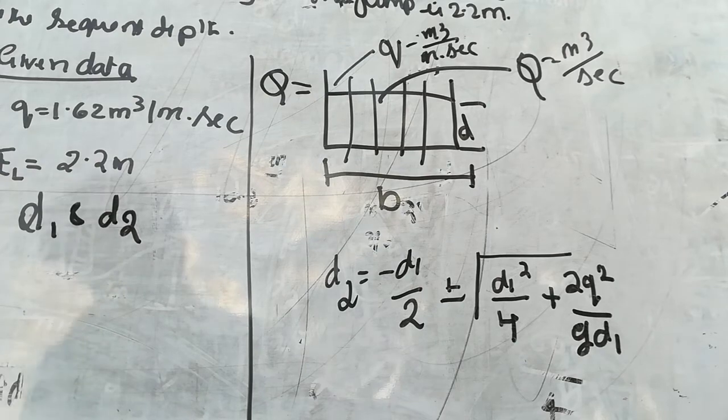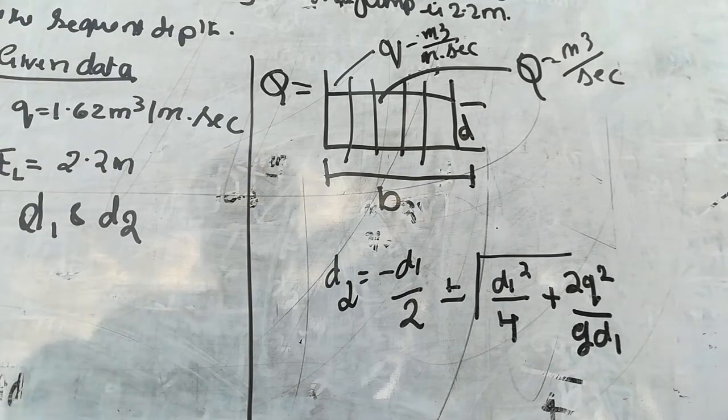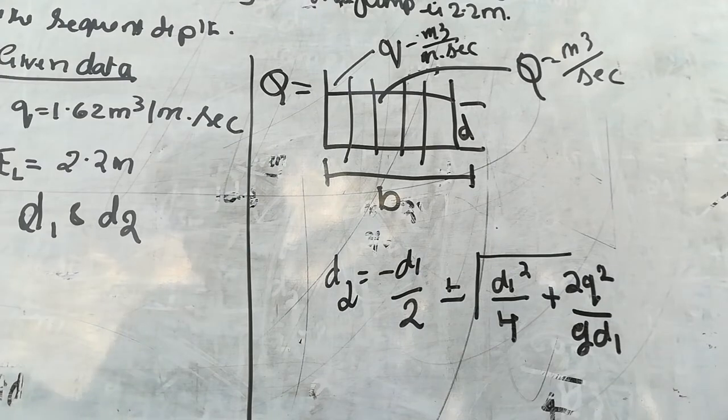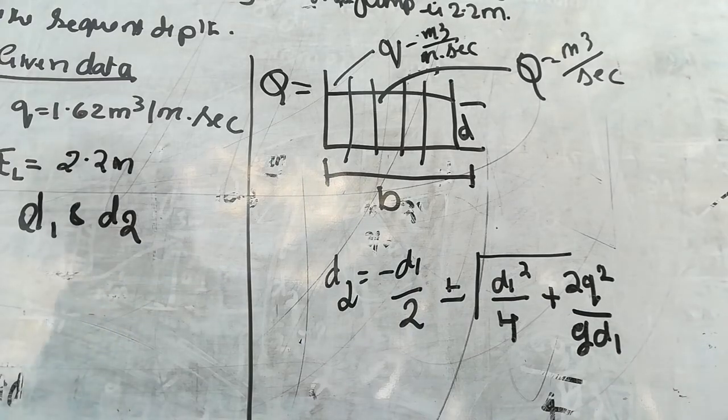So here we know only the small q value. We don't know the value of d1. We don't know the d1 value. Then how can we calculate the energy loss?